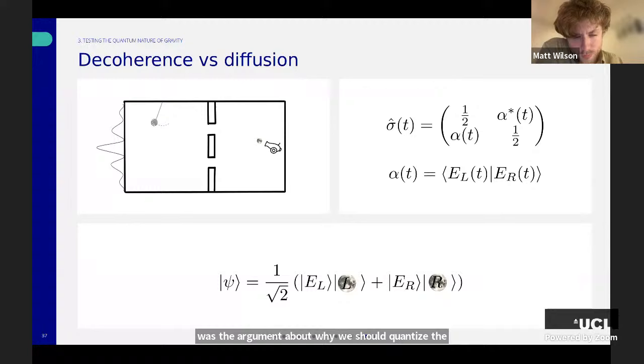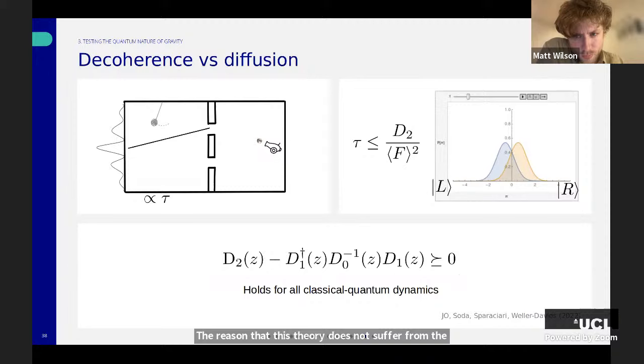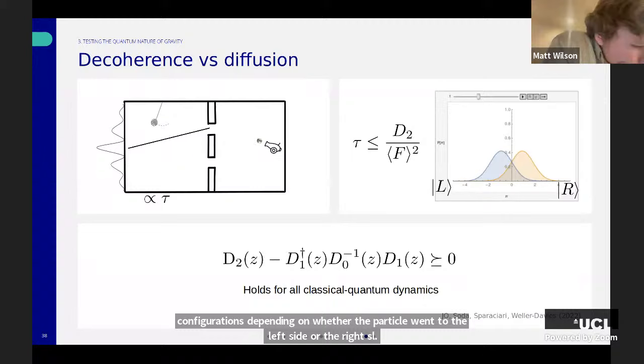The reason that this theory does not suffer from this thought experiment is that it's a stochastic theory where the gravitational field is produced stochastically. So the gravitational field will be left in a different probability distribution of possible configurations, depending on whether the particle went through the left slit or the right slit. And those different probability distributions are not distinguishable, just like two quantum states can be distinct but not distinguishable.